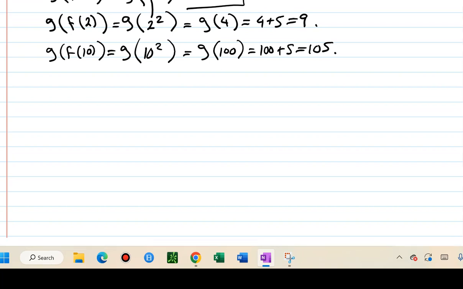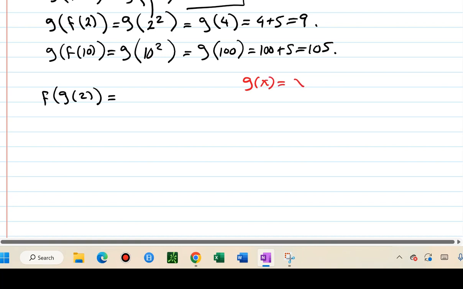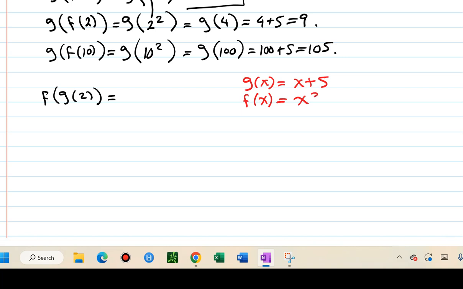I mentioned if I change the order of composition, typically we don't get the same answer, so let's do that. Instead of G of f of 2, let's do f of G of 2 now. Remember, for reference, G of x was x plus 5, and f of x was x squared. So what does f of G of 2 look like?